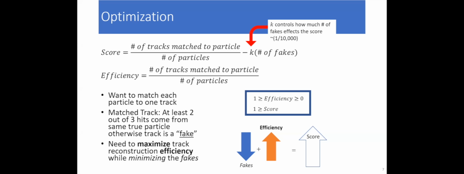So the idea is that the beam-induced background would mostly come from fakes because there's just so much more beam-induced background hits. So again, we want to maximize track reconstruction efficiency while minimizing the amount of fakes to get the optimal score.